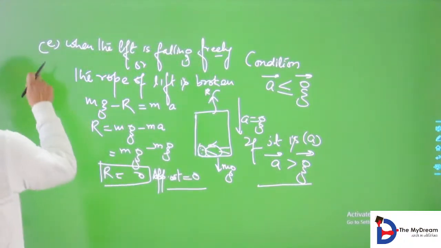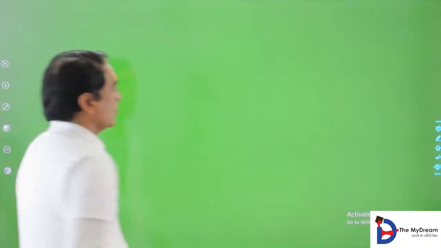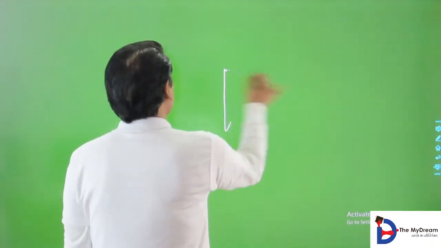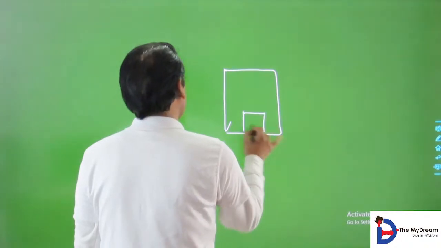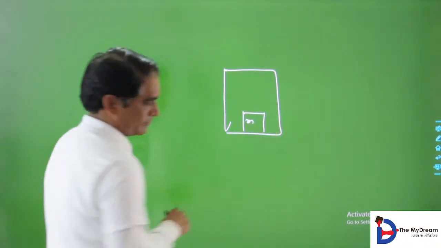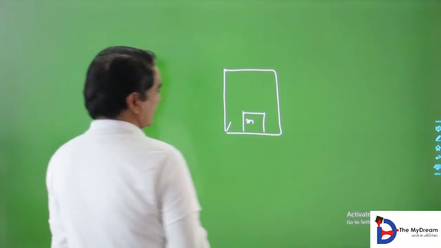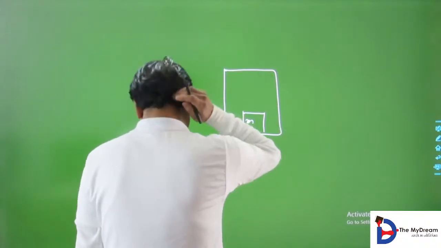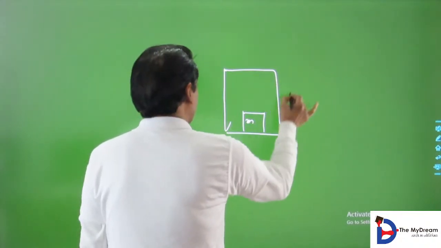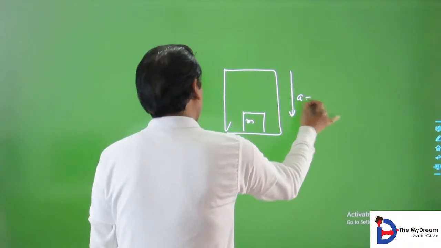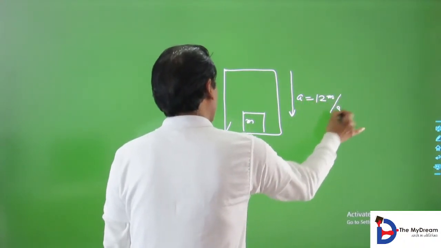Now there is a block of mass m, and that lift is moving with an acceleration of 12 meter per second square.